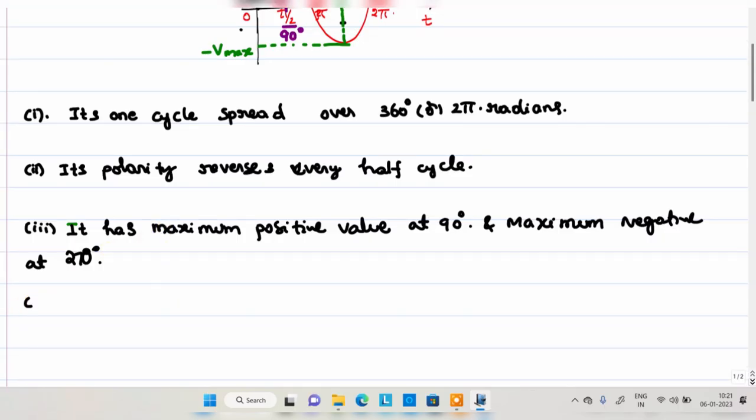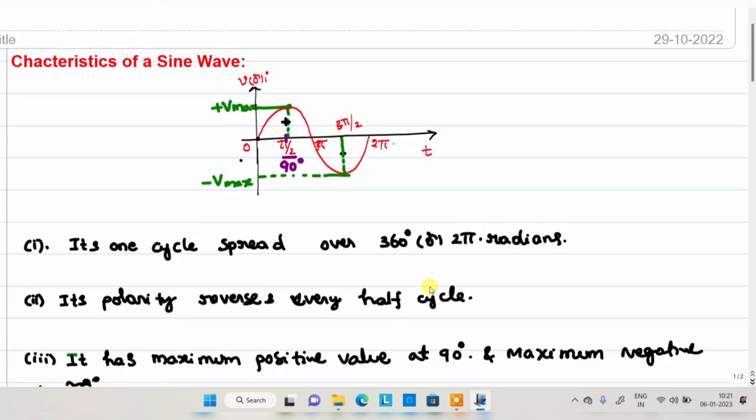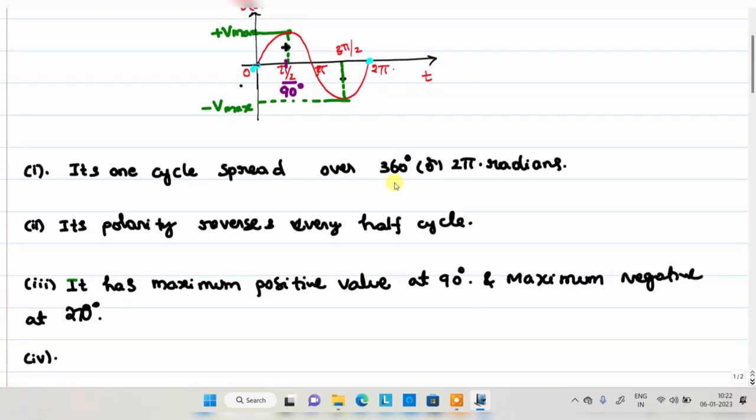Coming to the fourth one, the fourth characteristic, it has a zero value at 0 degrees and 180 degrees. Look here, at 0 degrees, the magnitude is 0. At 180 degrees, the magnitude is 0. That means at 0 degrees as well as at 180 degrees, the value is equal to 0. That is the fourth condition.